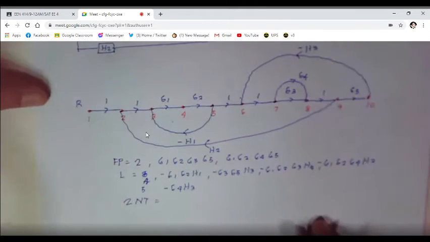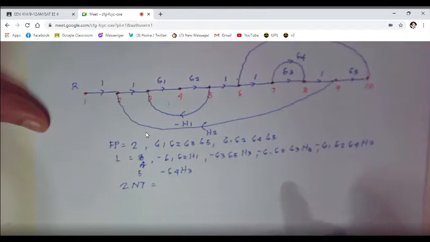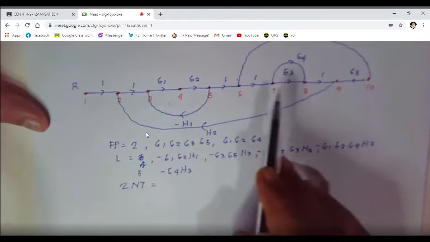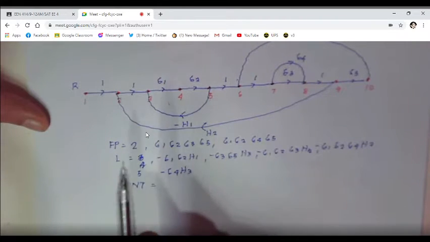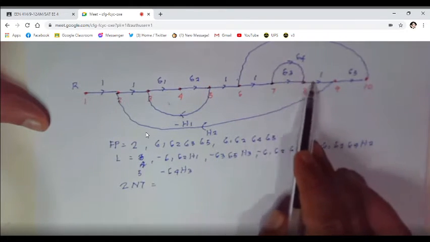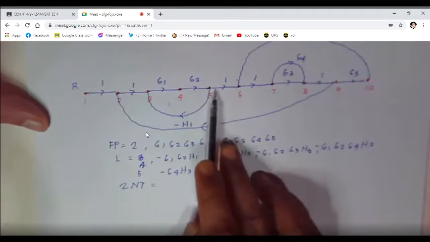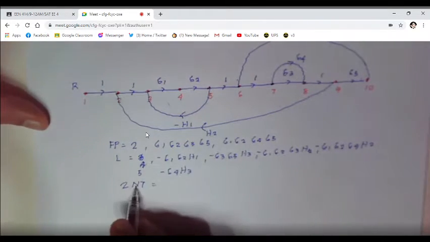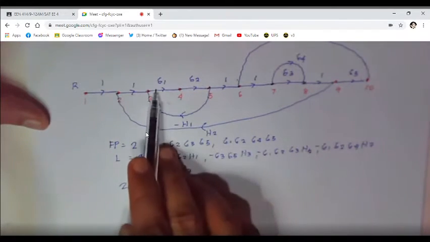2 non-touching. Meron ba? 2 non-touching? Meron. Ito. At saka, ito. Meron pa. 2 ang non-touching. Ito. At saka ito. Hindi sila nag-share ng common node. Okay? O, ulitin ko 2 non-touching, 3. Yan.